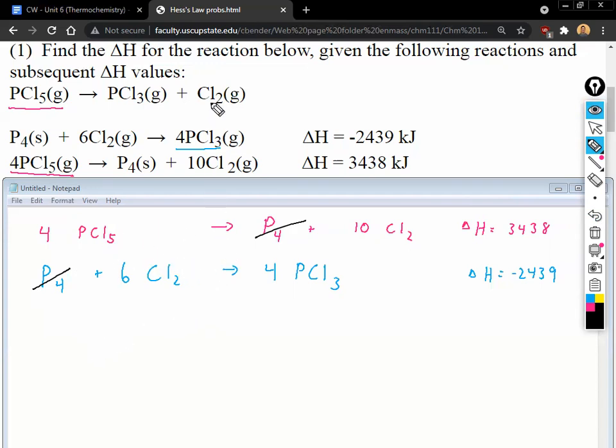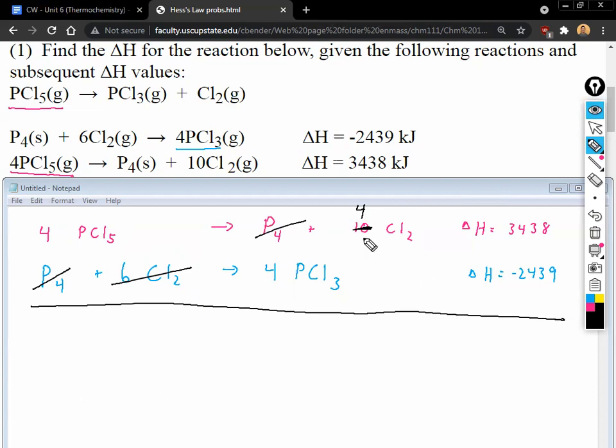And then we want to make sure that we cancel out the Cl2s as well. So if I have 10 Cl2 on the right and 6 on the left, they're going to cancel each other out, right? But which side will still have Cl2? Yeah, the right side, because it's only going to be canceling out 6 of them. So it's going to change the number from 10 to 4, because 10 minus 6 is 4. It's only going to be able to get rid of 6 of the Cl2 on the right side.